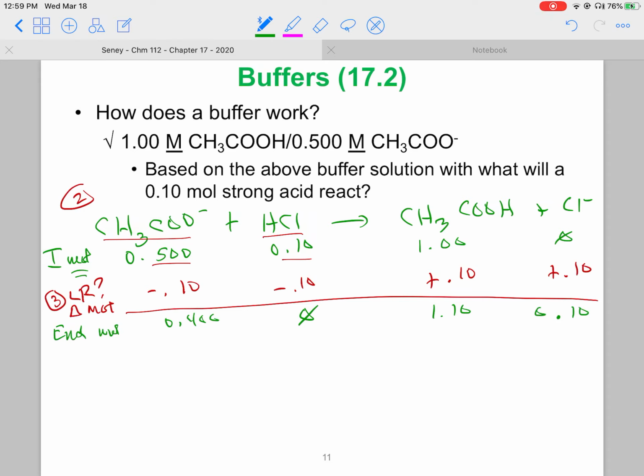So notice, most importantly, did the buffer do its job? Its job is to get rid of any effect that the HCl or the strong acid would have. And you can see there's none left, so it cannot affect the solution. Now the next part of this question, I believe, asks you to find out what the pH is and whether it should be close to the original.